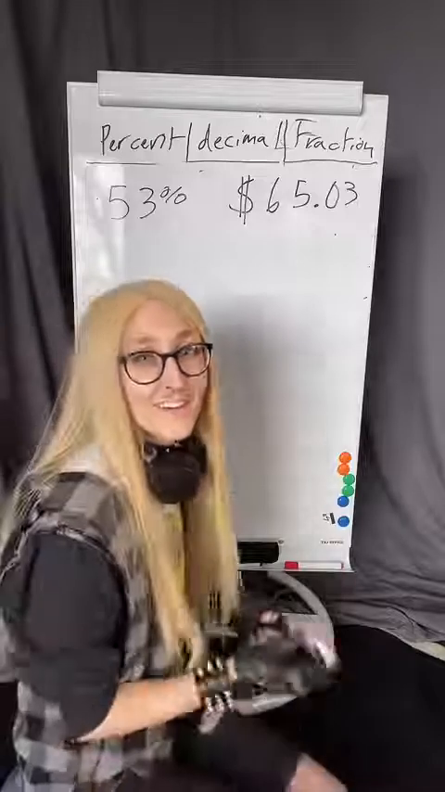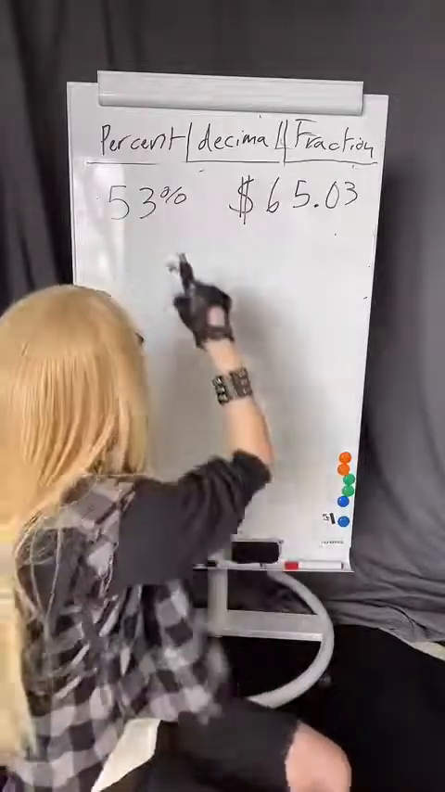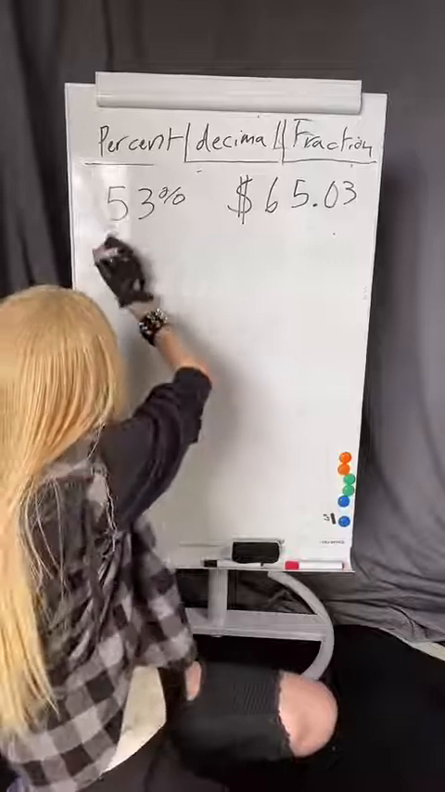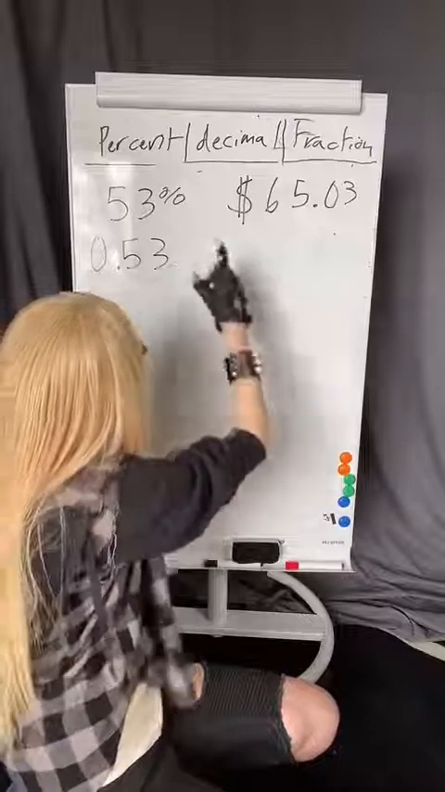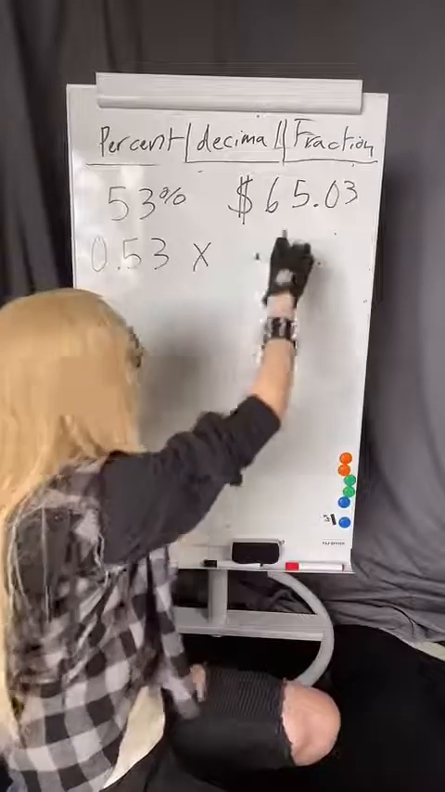So good for you. All right, first step, I turn this to a decimal, right? That's going to be 0.53. Great. Now I'm going to multiply that by my price.